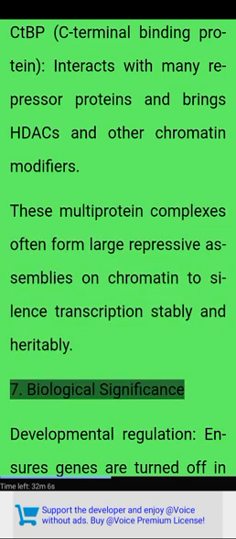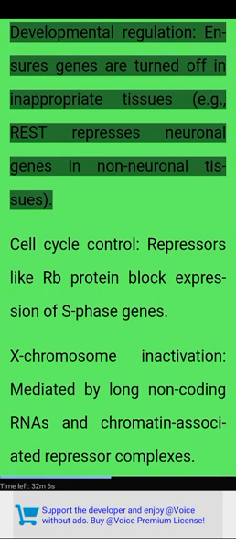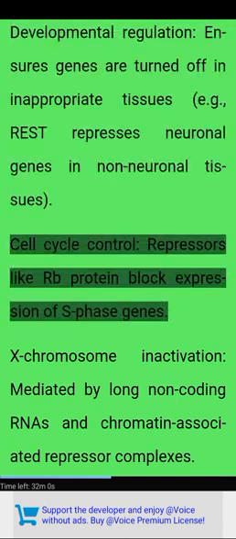7. Biological significance. Developmental regulation ensures genes are turned off in inappropriate tissues, for example, REST represses neuronal genes in non-neuronal tissues. Cell cycle control. Repressors like RB protein block expression of S-phase genes.